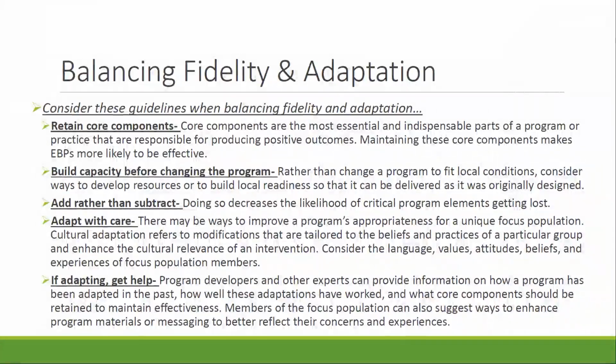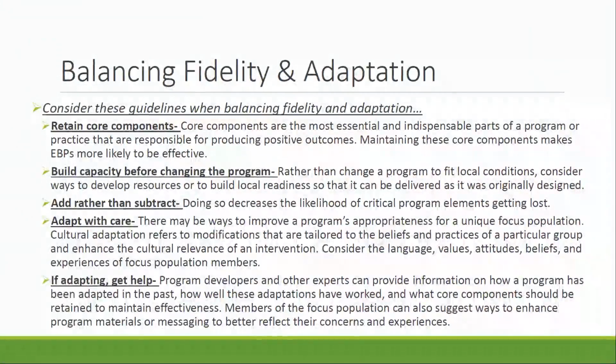Adapt with care. Even when programs and practices are selected with great care, there may be ways to improve their appropriateness for a unique focus population. Cultural adaptation, for example, refers to modifications that are tailored to the beliefs and practices of a particular group and enhance the cultural relevance of an intervention. To make a program or practice more culturally appropriate, consider the language, values, attitudes, beliefs, and experiences of focus population members. And lastly, if adapting a program, ask for help.